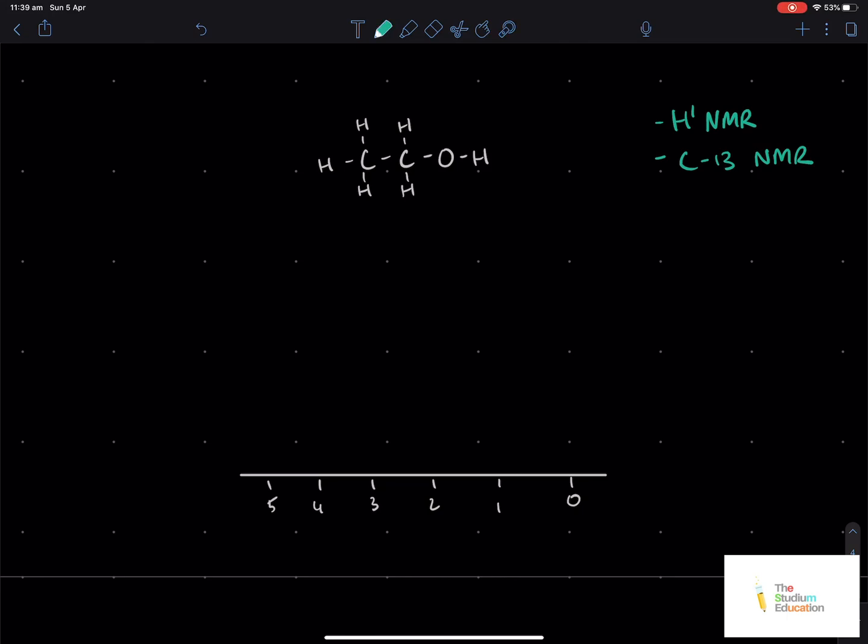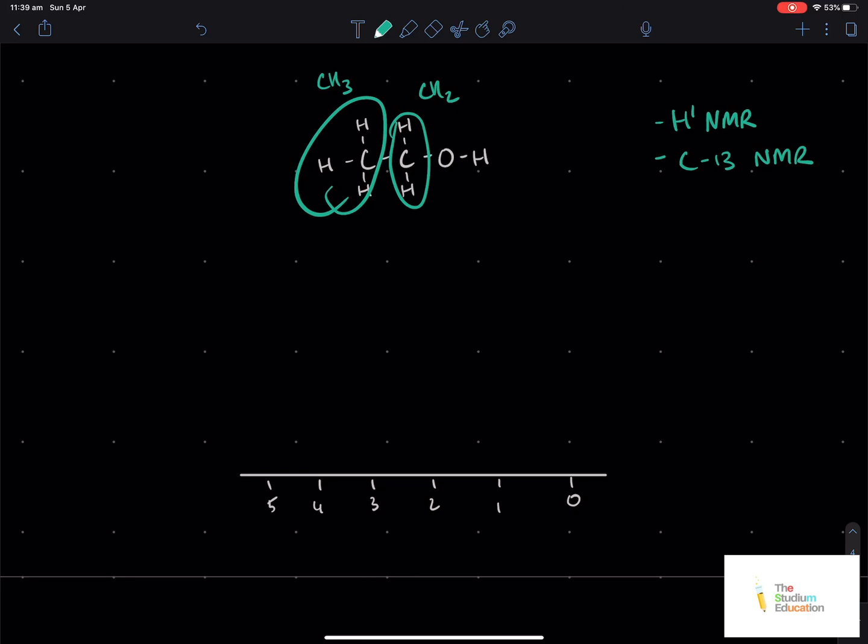So first, let's examine the chemical environment. We have two chemical environments in this molecule. We have this chemical environment right here, CH3. I'm going to write that down, CH3. And then we have this chemical environment here, CH2.